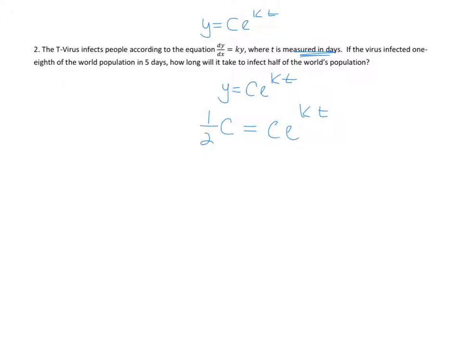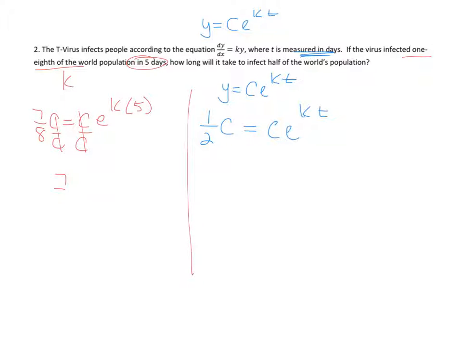So what I'm going to do is take the first piece of information they tell me, which is that 1/8 were infected in 5 days. This is going to help me find k. The reason why is because if 1/8 of the world's population had been infected, that means 7/8 were not infected. So 7/8 were left over. So what I have here is going to let me find k. I'm going to divide by C. 7/8 equals e to the 5 times k.